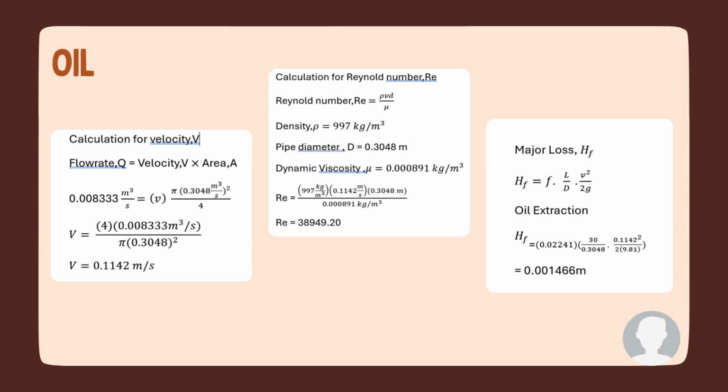So for the friction factor, we use the derivative equation, and we will get the value for the friction factor is 0.02241. And we just put all the information together in the HF formula, and we will get the value for the major loss is 0.001466 meter.